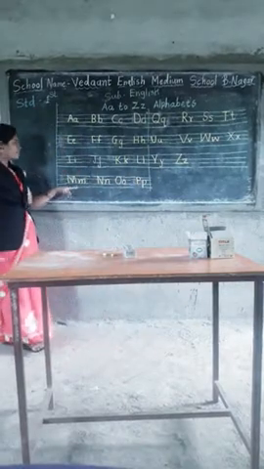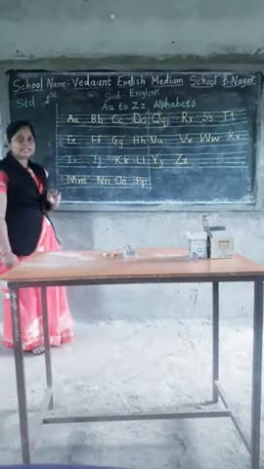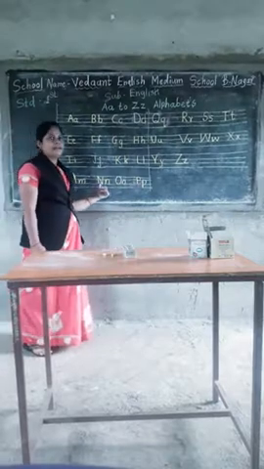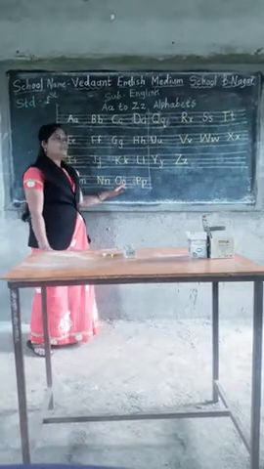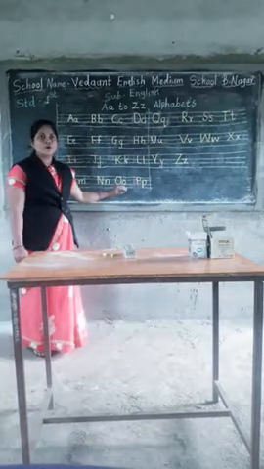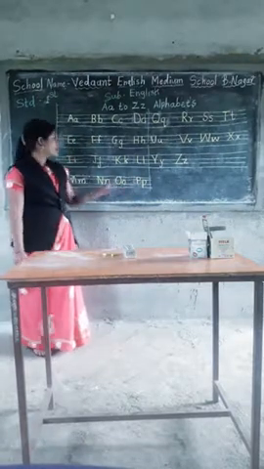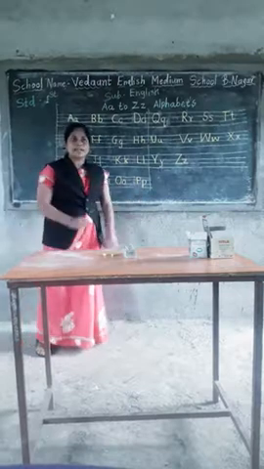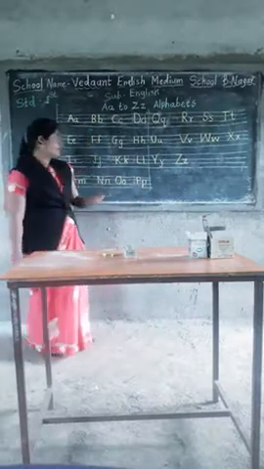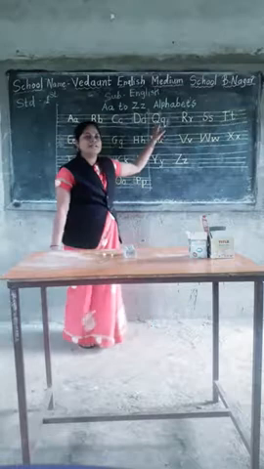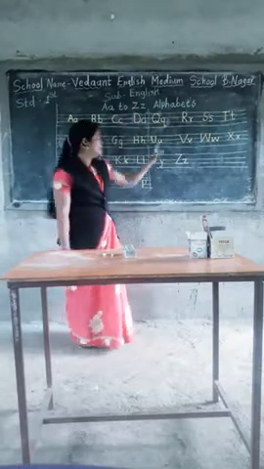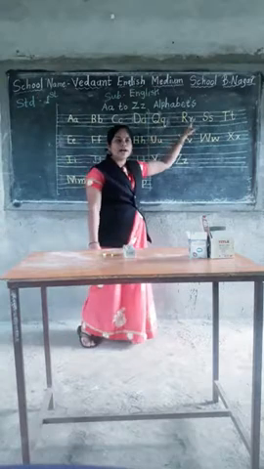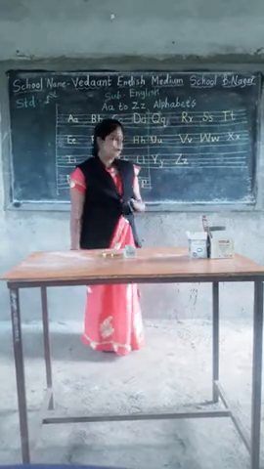Capital M, small m, says m. Capital N, small n, says n. Capital O, small o, says o. Capital P, small p, says p. Capital Q, small q, says q. Capital R, small r, says r.